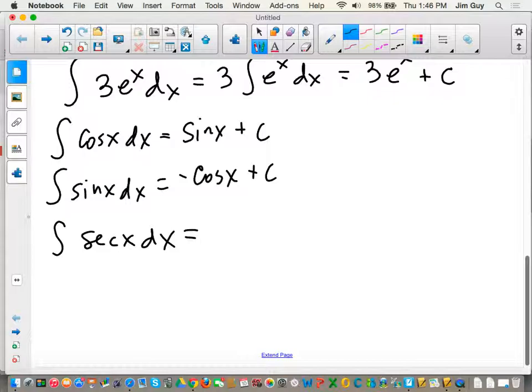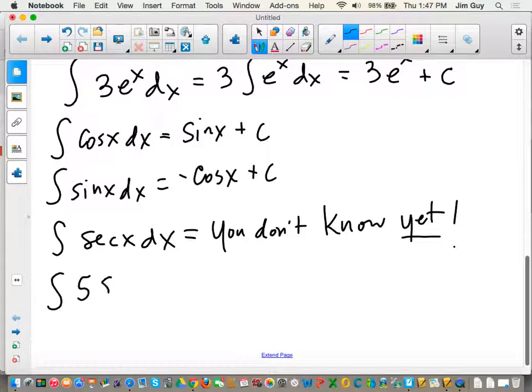Do you know any derivatives that have an answer of secant of x? Secant squared. Do you know any derivatives that have an answer of secant? No, you don't know this yet. Yeah, you're going to learn how to do that. But for right now, we're just focusing on the ones you know backwards. All right? So that you don't know. However, what would that be?